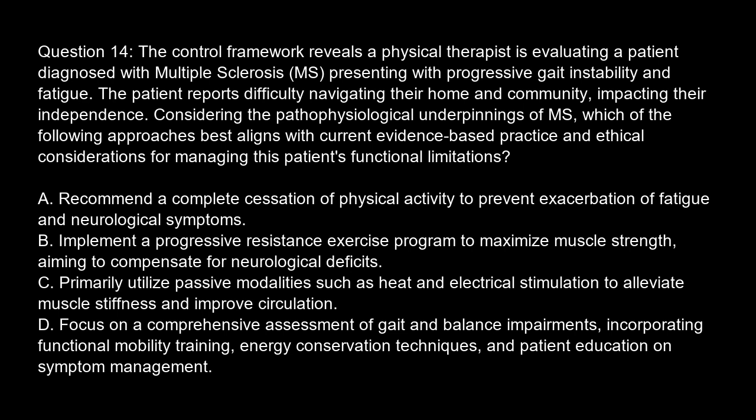Option A. Recommend a complete cessation of physical activity to prevent exacerbation of fatigue and neurological symptoms. Option B. Implement a progressive resistance exercise program to maximize muscle strength, aiming to compensate for neurological deficits. Option C. Primarily utilize passive modalities such as heat and electrical stimulation to alleviate muscle stiffness and improve circulation. Option D. Focus on a comprehensive assessment of gait and balance impairments, incorporating functional mobility training, energy conservation techniques, and patient education on symptom management.